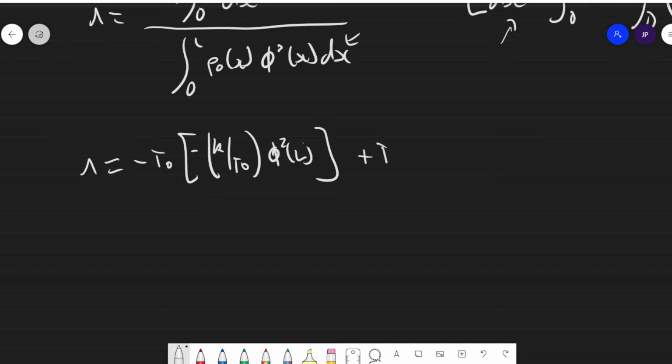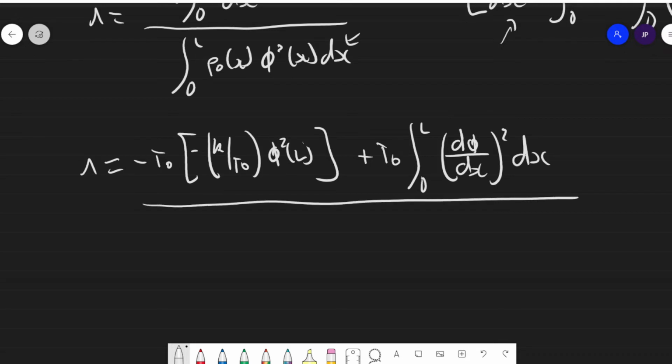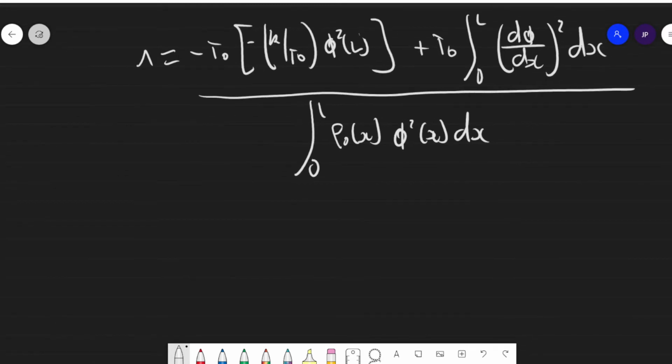And then we have plus T0. This part will be positive since it's the integral of a squared function. So we're expecting it to be positive. We've already shown that the denominator is in fact positive. So now if I multiply the t inside the brackets there, then I'll end up with this.